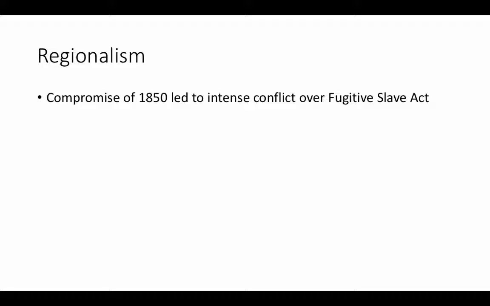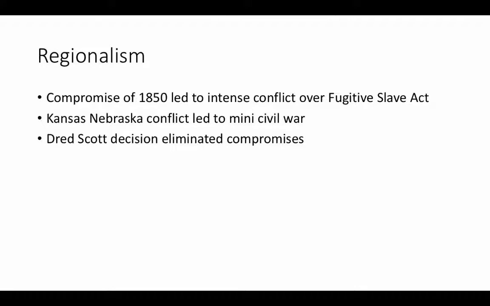Regionalism. The Compromise of 1850 led to an intense conflict over the Fugitive Slave Act, and then the Kansas-Nebraska conflict led to a mini Civil War. Finally, we get to the Dred Scott decision. When the Dred Scott decision took place, there was a primary issue that I want the kids to see that's really important. The Dred Scott issue basically said that in the end, Dred Scott really shouldn't have even brought the case to the Supreme Court because as a slave, he really could not do that.